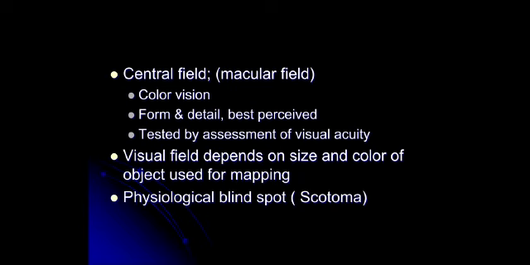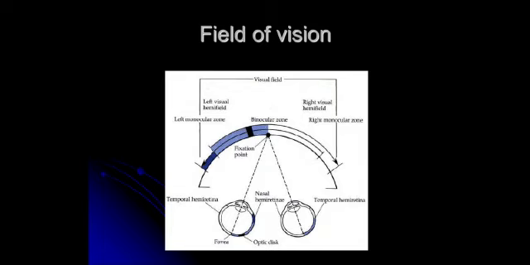It is on the temporal side of the fixation point at about 12 to 15 degrees. A blind spot, called a scotoma, is located where perception of light does not occur. This is called the physiological scotoma, and it corresponds to the optic disc in the retina, which does not contain rods and cones.